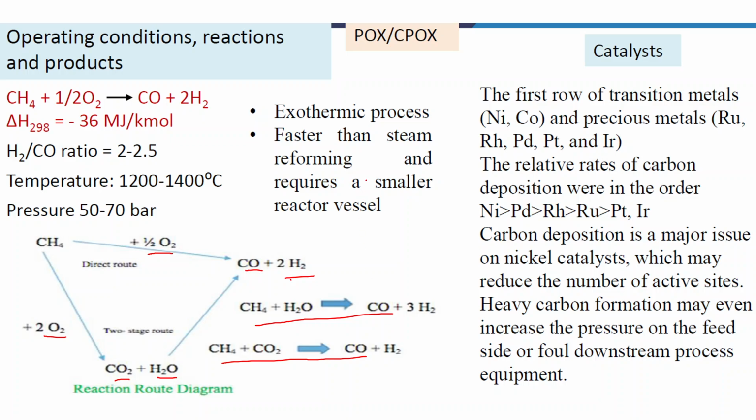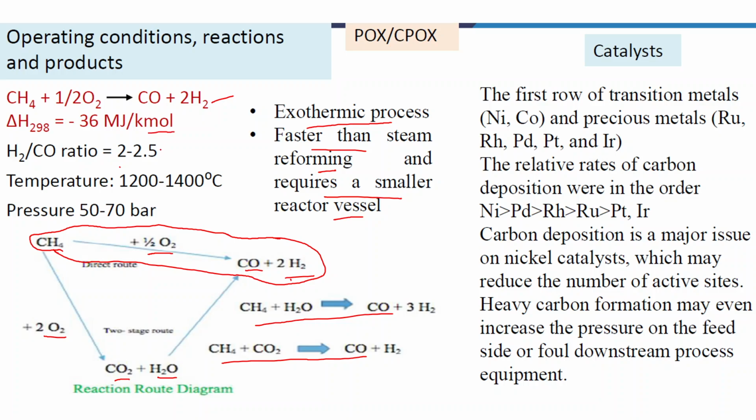So basically, these are two side reactions. It is an exothermic process, faster than steam methane reforming, and requires a smaller reactor vessel, which is a plus point. And the main reaction taking place is the first one. This reaction is the main. The heat released is minus 36 megajoule per kilomole, which shows that it is an exothermic reaction, and the hydrogen to carbon monoxide ratio is 2 to 2.5, and the temperature range is 1200 to 1400 degrees C, and a higher pressure of 50 to 70 bar.